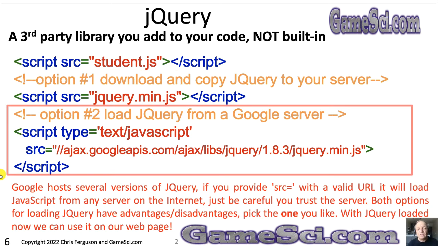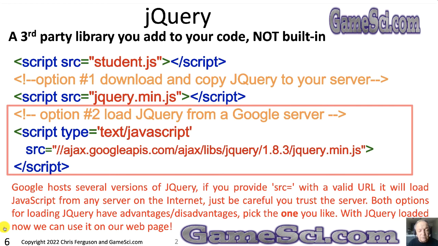Option number 2, load jQuery from a Google server. You don't have to download jQuery to your computer and put it on your host. You can use Google. Google hosts several versions of jQuery. If you provide a source equal with a valid URL, it will load JavaScript from any server on the internet. Just be careful you trust that server, and of course we trust Google. Now both options for loading jQuery have advantages and disadvantages. Pick the one you like.